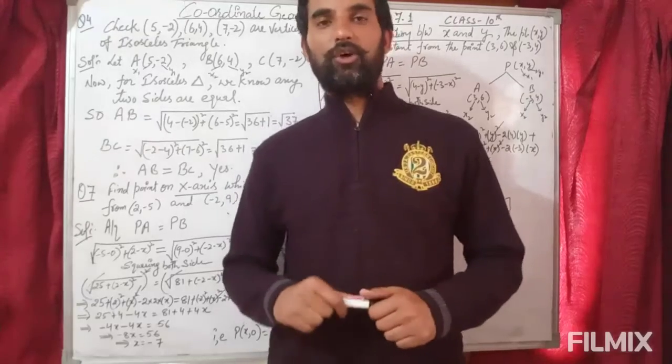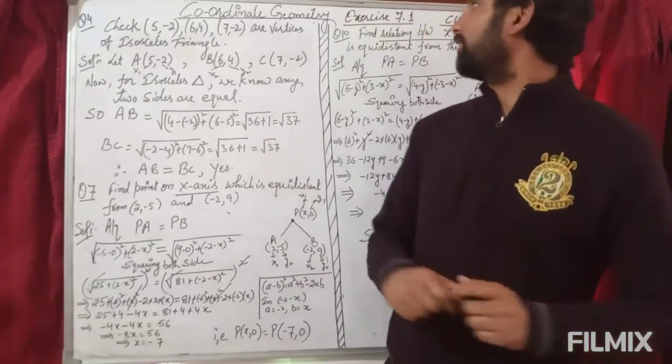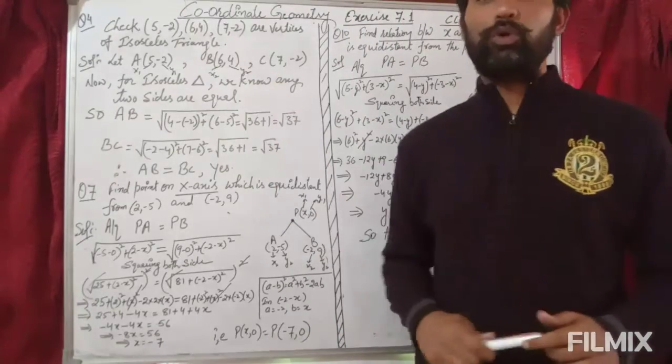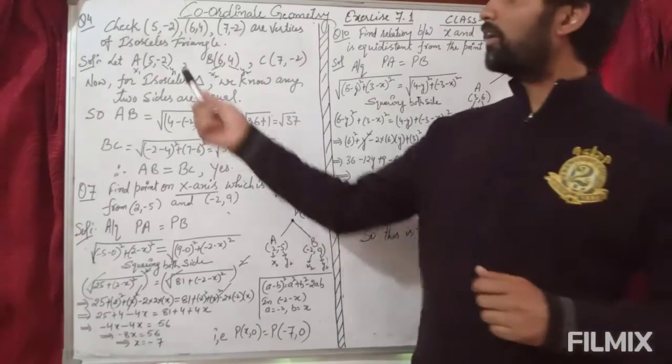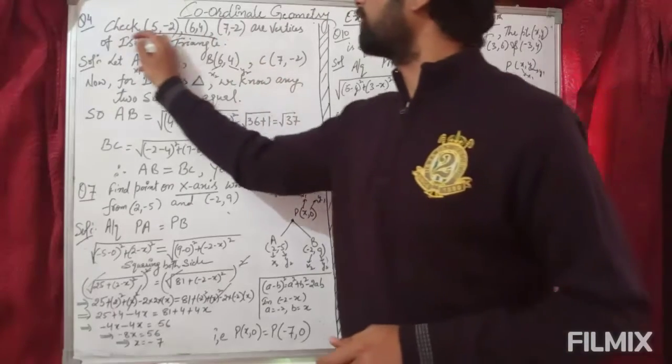Hello students, let's continue with the coordinate geometry of class 10th questions. Exercise 7.1. So I come to the fourth question. Here in this question, check whether these points are the vertices of an isosceles triangle.